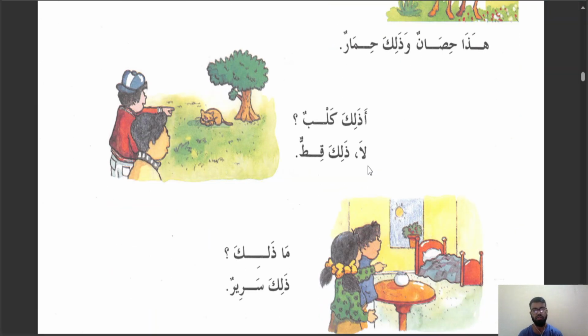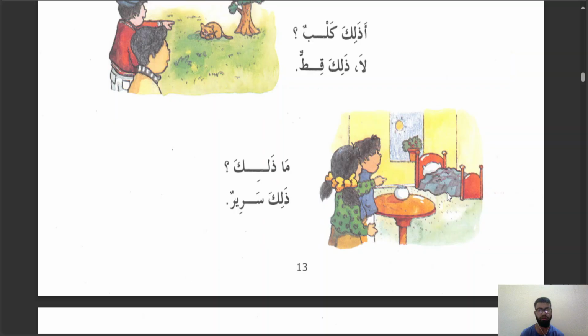Next is: A dhalika kalbun? Is that a dog? La. No. Dhalika qittun. No, that is a cat. As you can see in the picture, there's a cat next to the tree, and one of the boys is pointing to the cat and asking, A dhalika kalbun, is that a dog? The other boy responds, La, no. Dhalika qittun, that is a cat. Next is Ma dhalika, what is that? Dhalika sarirun, that is a bed. Sarirun basically means bed.